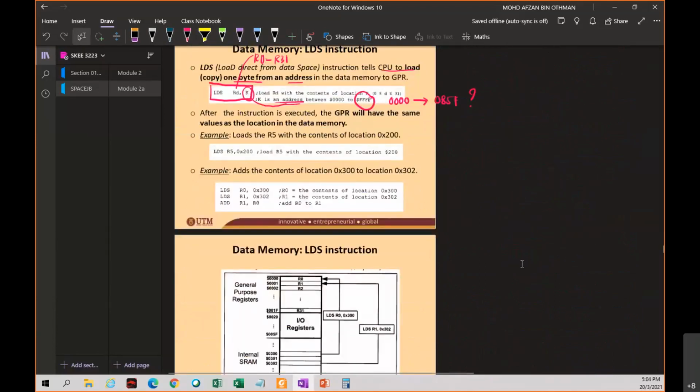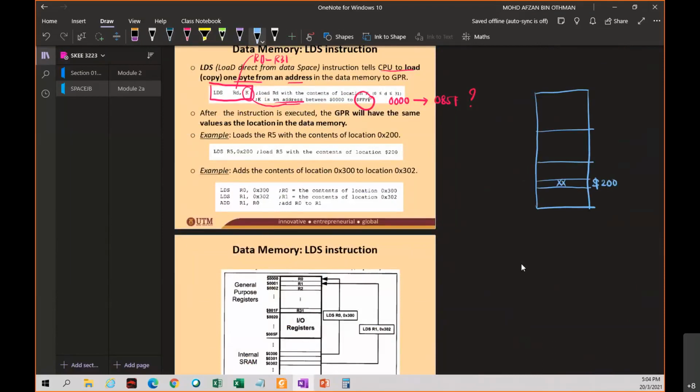Okay, so example. You're going to load R5 with the content of location 200. Kamu ada ni. So this is your RAM. Ni alamat 200, ada value. Tak kisahlah apa-apa value dalam ni, yang penting is hexadecimal. Now you're going to load this value and put it to your R apa ni? R5. So how to do that?